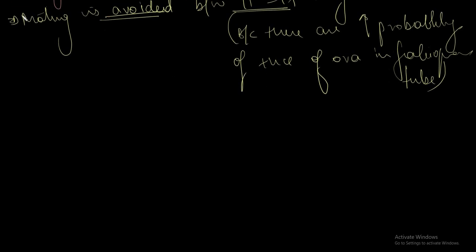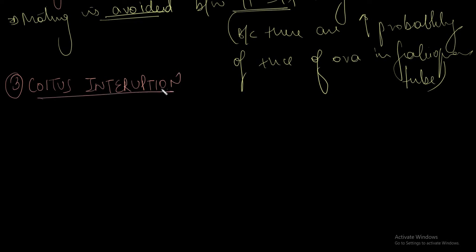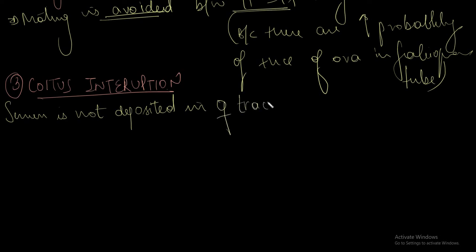The third method is coitus interruptus. In this method, the semen is not deposited in the female tract. So this can be a method of contraception.